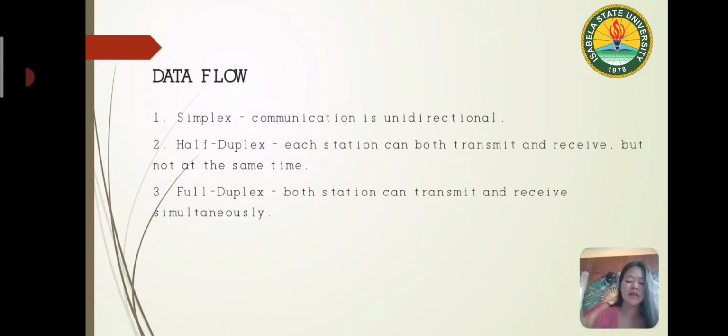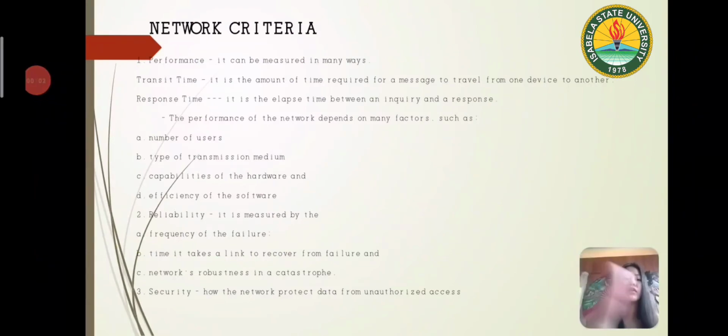It is a two-way directional communication, but one at a time. Example, walkie-talkie. Next, full duplex. Both stations can transmit and receive simultaneously. So, the sender can send the data and also receive the data simultaneously. It is a two-way directional communication. Example, telephone.